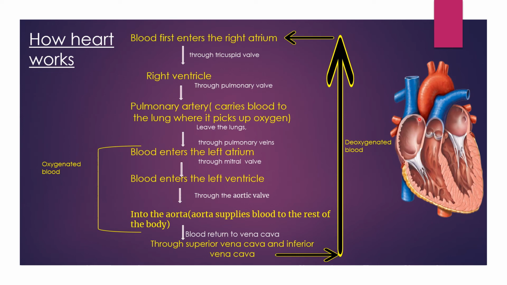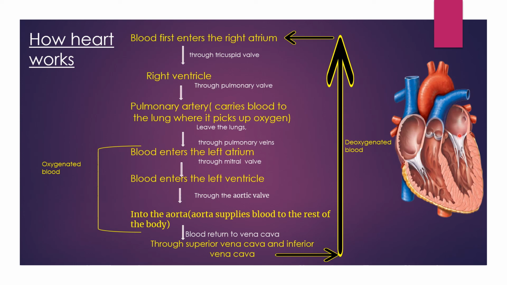So first blood came here in the right atrium. This is oxygen-poor blood. We have to remember this is oxygen-poor blood. Oxygen is very low in this blood. Then it will enter the right ventricle. After the right ventricle, this blood will go into the pulmonary artery, through the pulmonary valve. After this, from the pulmonary artery, blood will go to the lungs to pick up oxygen.